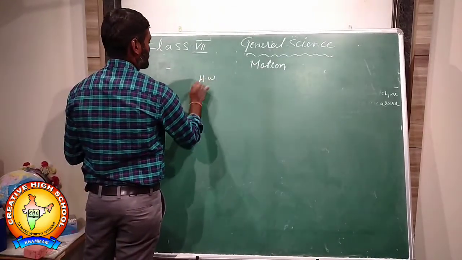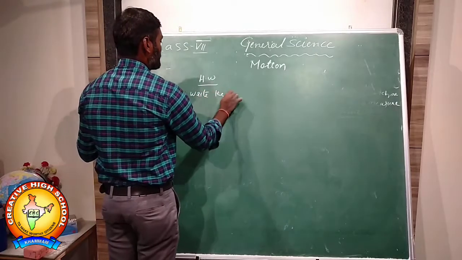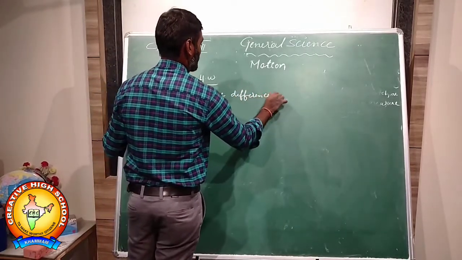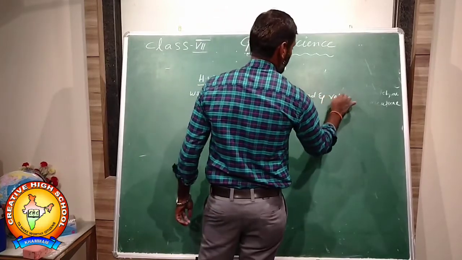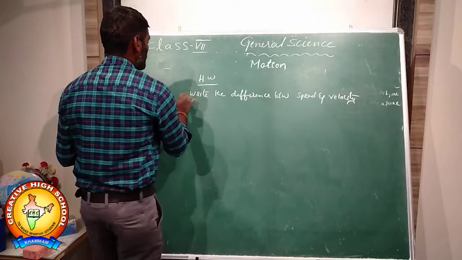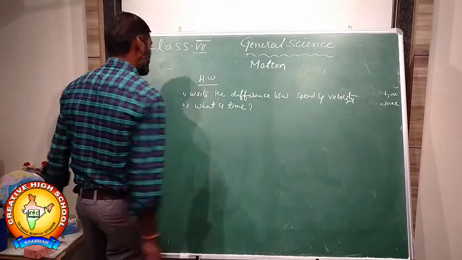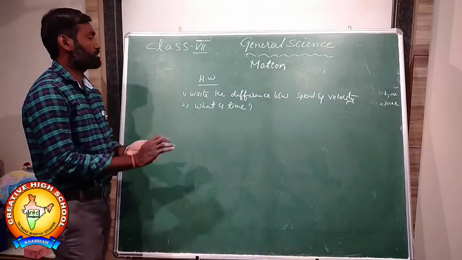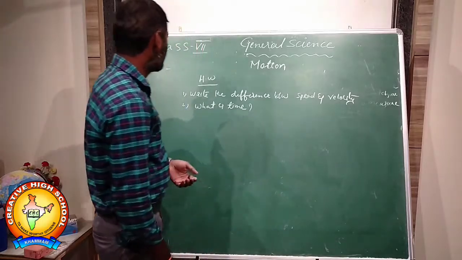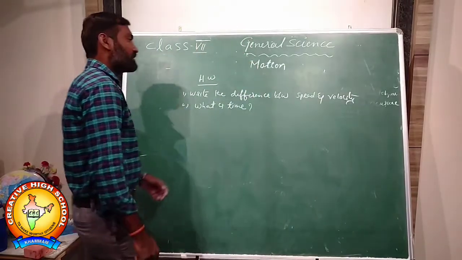So homework. Write the difference between speed and velocity. Second, what is time? Do the answers for these two questions. So write the difference between speed and velocity. What is time?